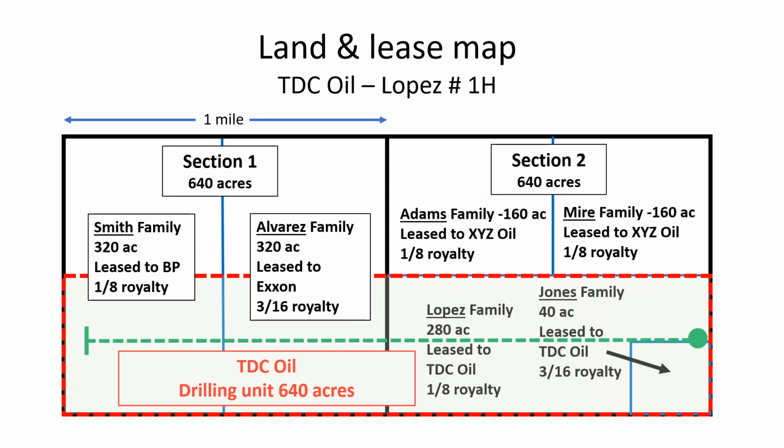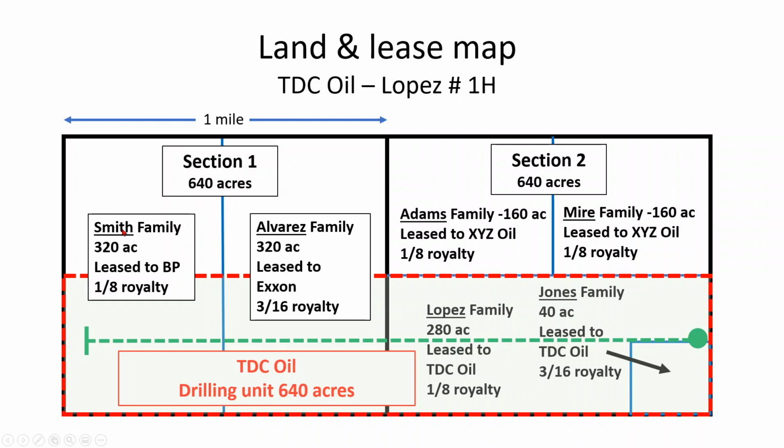All right, here's a map of some leases. We have 2 sections of land. Section 1 right here is 640 acres. Section 2 is 640 acres. And we have different landowners that own these different tracts of land. The green is a proposed horizontal well, and the red box is the drilling unit that the state has established. So this is a unit that says this green well is going to drain this 640-acre red box. And the state establishes that.